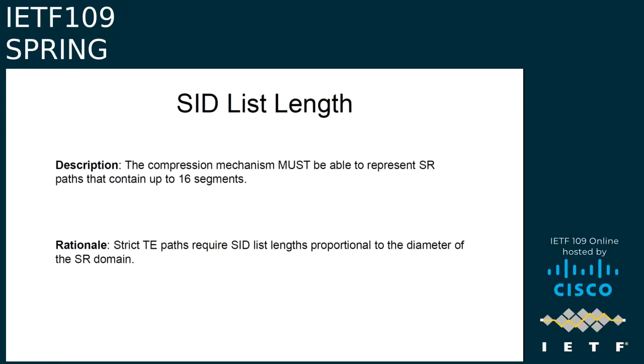Next page. For the SID list length, the compression mechanism must be able to represent SR paths that contain up to 16 segments. I think for this requirement we had a lot of discussion, and there was input from different operators. Then we think 16 segments is enough. Next page.